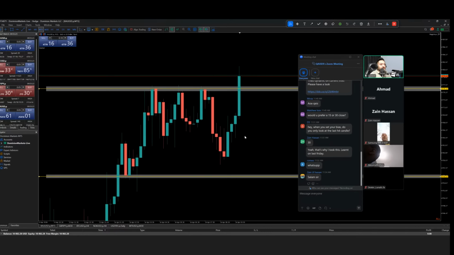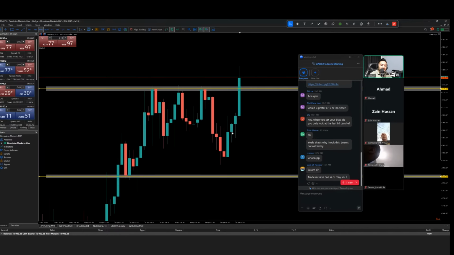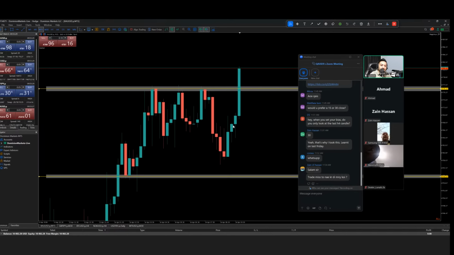Just need to wait and then I'm gonna give my trade a chance. Wow, man, it's gonna fill the range. When you set your buys, do you only look at the last H4 candle? Yeah, mostly. I just look at the previous H4 and then expect what could happen with the another one.